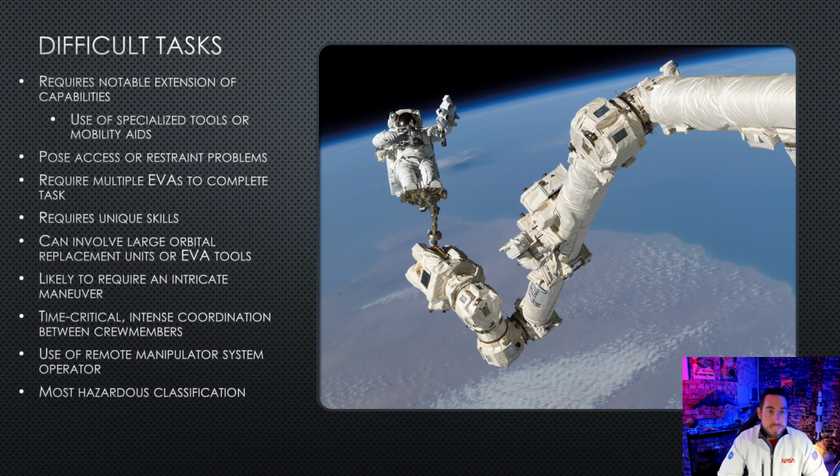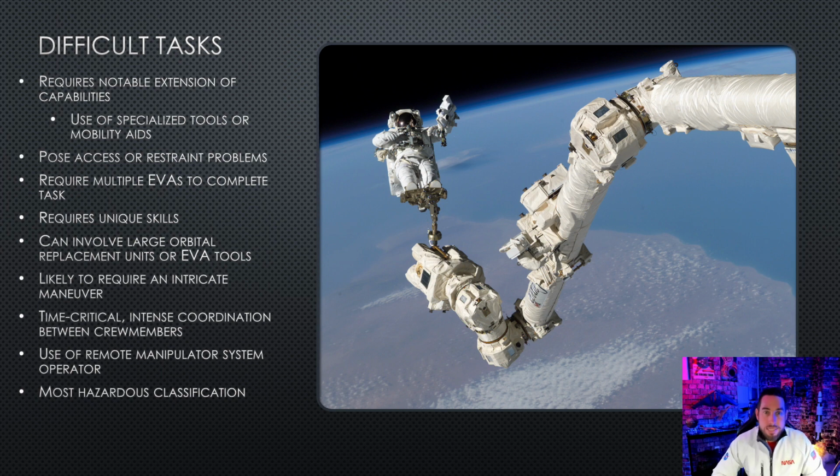And then the difficult tasks, these require a notable extension of capabilities. So you may have to use specialized tools and mobility aids. It presents a significant issue for access or restraint problems. So again, translating to the backside of the space station in a dimly lit area that's difficult to access, working on the solar arrays. These are going to be difficult tasks because they're hard to get to. Remaining secured to the station itself becomes more difficult. It requires very unique skills.